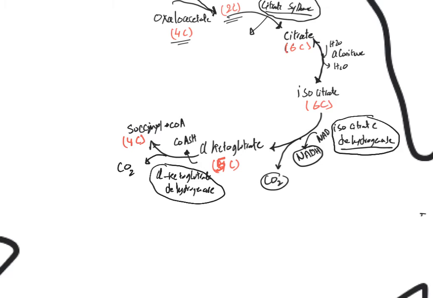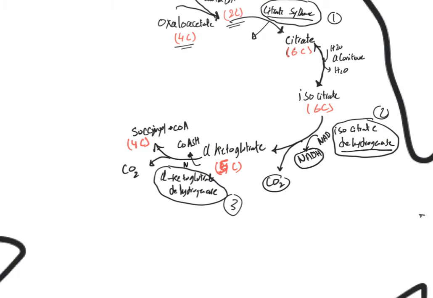Isocitrate dehydrogenase is also one, and citrate synthase. So 1, 2, 3. These are regulatory enzymes, and they only go in one direction. As I said, whenever you see a change in the carbon number, then this step will be regulatory. Also, dehydrogenase means NAD to NADH. This is the second NADH here.